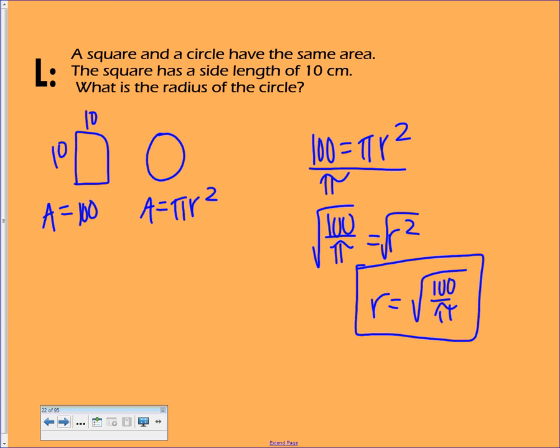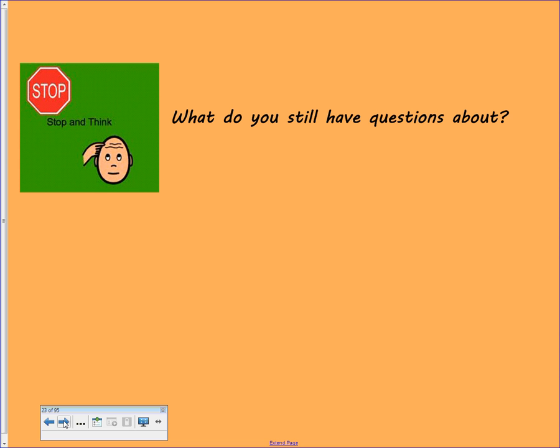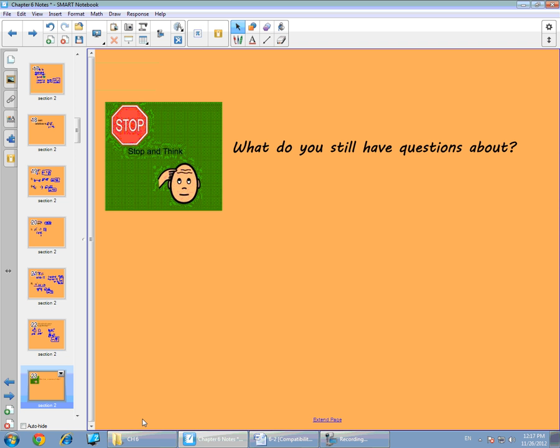So we went over absolute values and square roots today. So stop, think, write down something you still have a question about, and bring that to class tomorrow.